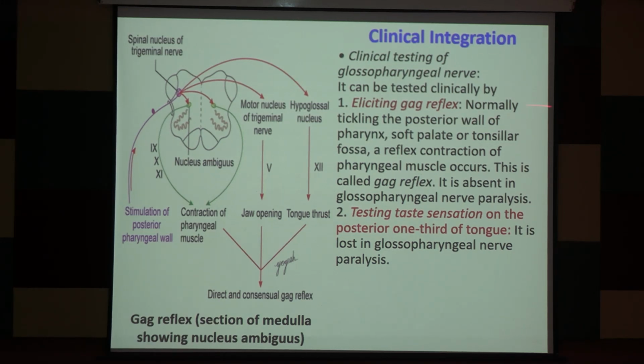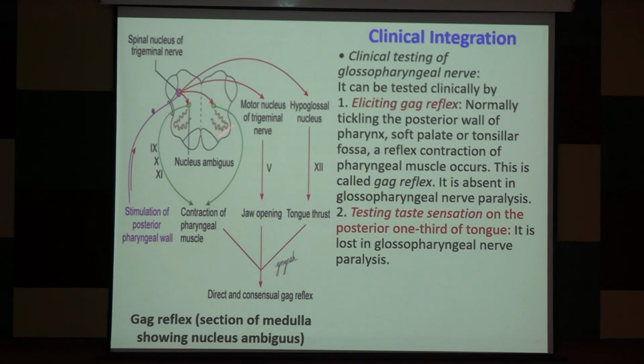Clinical testing of the glossopharyngeal nerve is done by testing the gag reflex. How will you elicit the gag reflex? Normally, on tickling the posterior wall of the pharynx, soft palate, or tonsillar fossa, a reflex contraction of the pharyngeal muscle occurs, and this is called the gag reflex. It is absent in glossopharyngeal nerve paralysis. Next is testing the taste sensation on the posterior one-third of the tongue. It is carried by the lingual branch of the glossopharyngeal nerve, so it is lost in glossopharyngeal nerve paralysis.